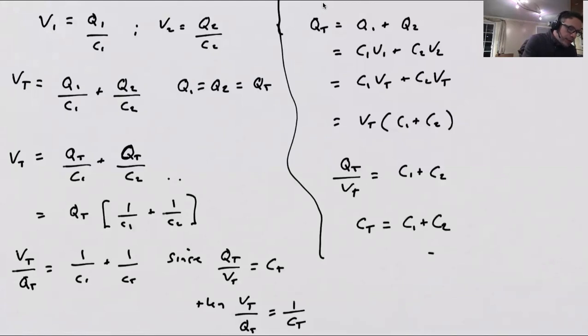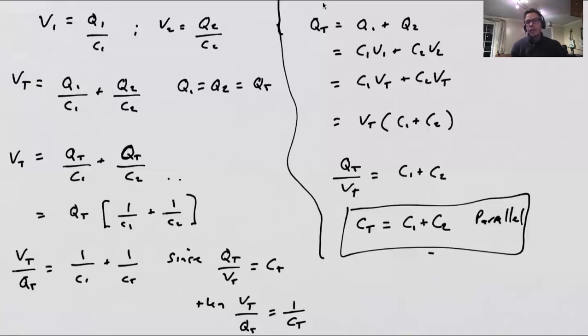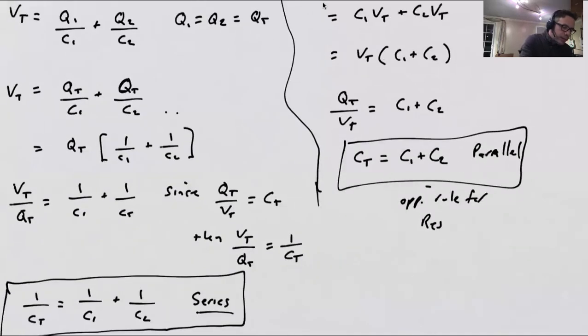And what do you know? For two capacitors in parallel, they add very simply. C1 plus C2 could have been replaced with CT. Again, the exact opposite rule of resistors in parallel, which was 1 over RT is equal to 1 over R1 plus 1 over R2.